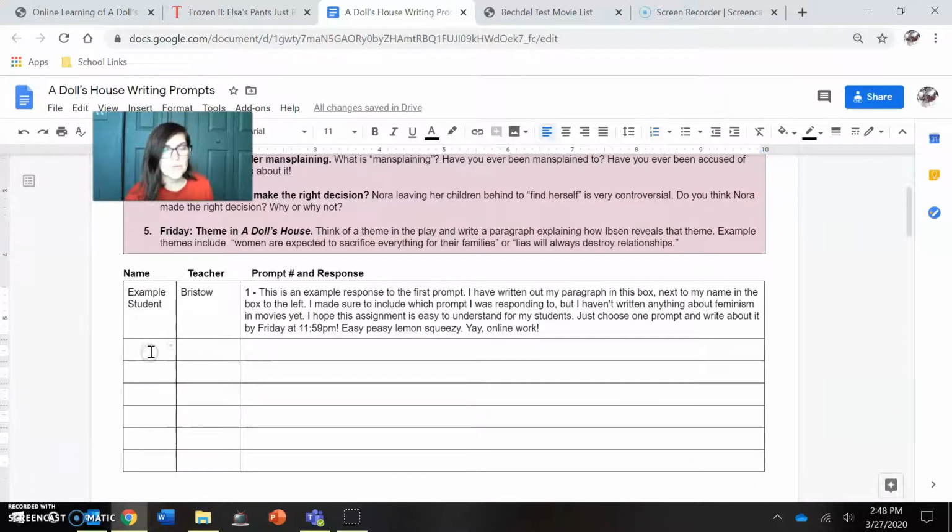Just fill in this chart with, you put your name right here, put your teacher's name right here, and then type the number of the prompt that you're answering and whatever you want to say about it. And that's it. That's how you answer. So just give me a paragraph in response to whichever of these 5 prompts that you like. Remember, you only have to do one of them.